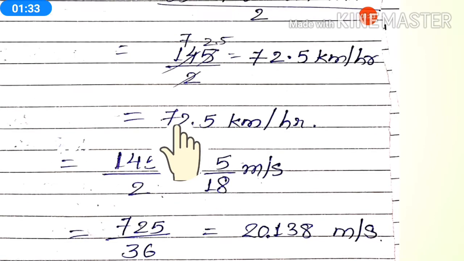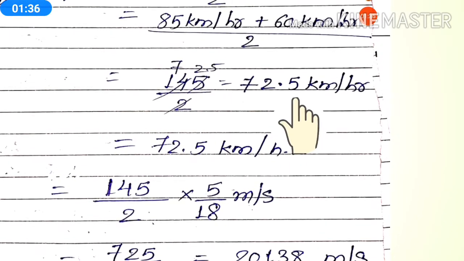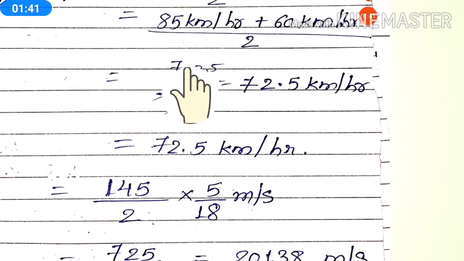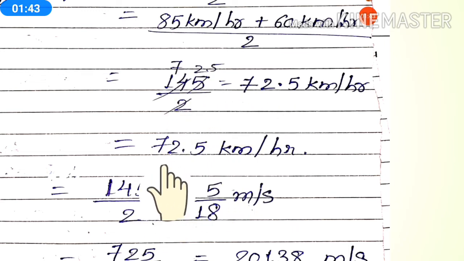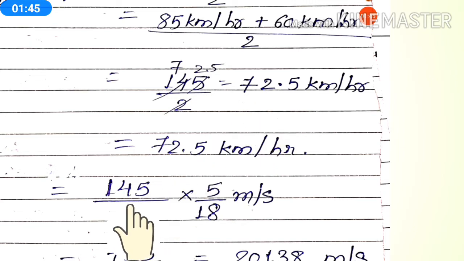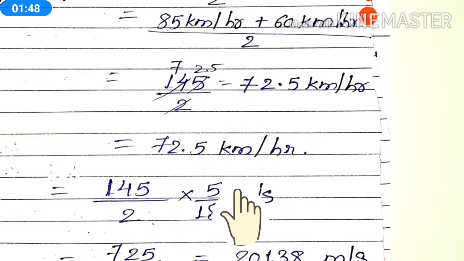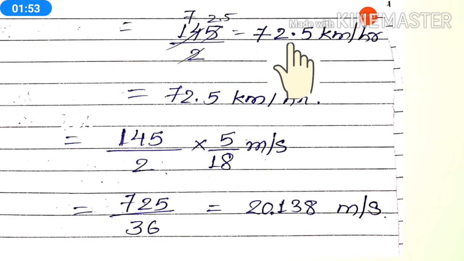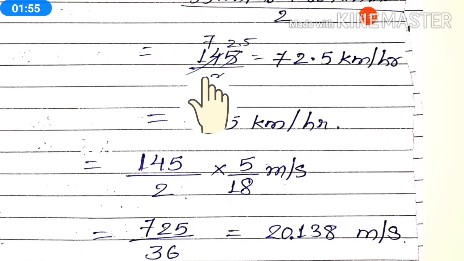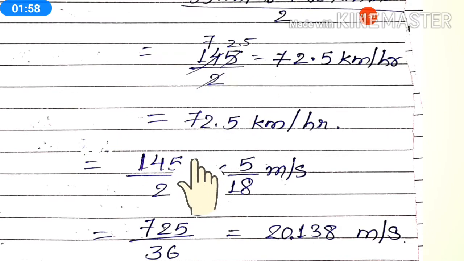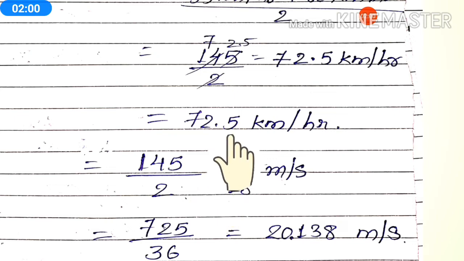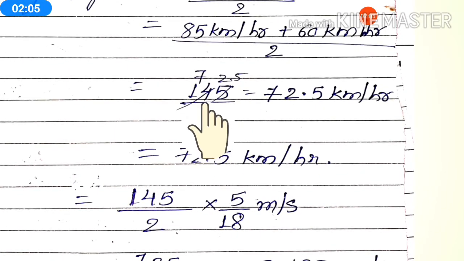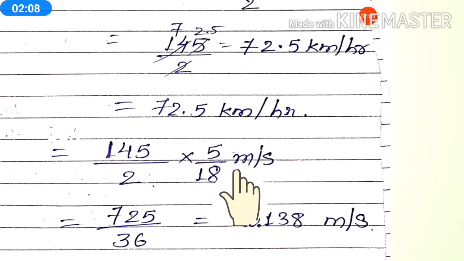Now here we got the value 72.5 kilometer per hour in decimal form, but here we will take the fraction form to get the calculation easily, because if you take the decimal value, then you will multiply by 5, then divide, and you will have to take the zeros and cancel. So to make it a little bit easier, we will take the fraction value. So we will take 145 by 2 into 5 by 18.